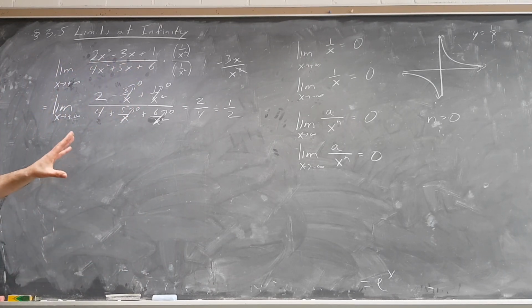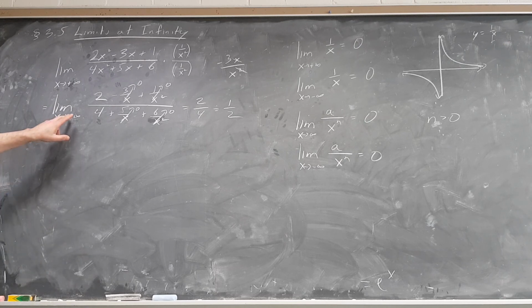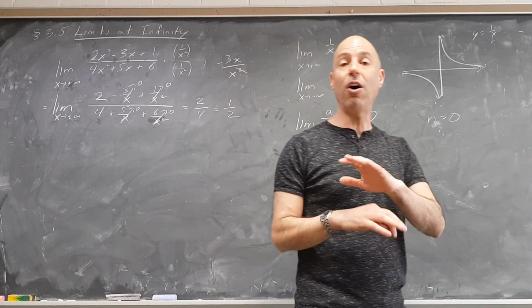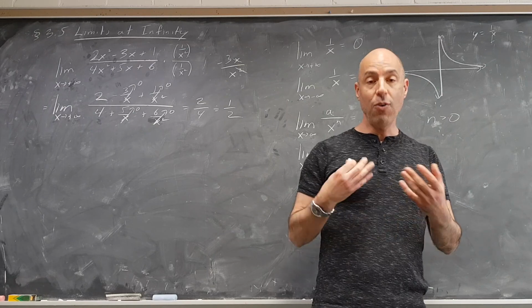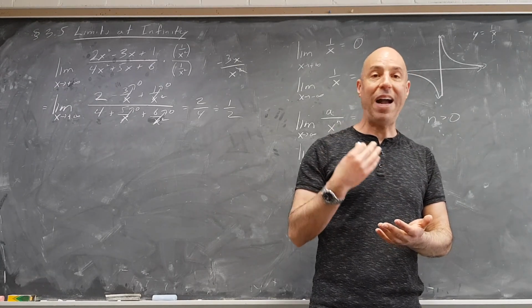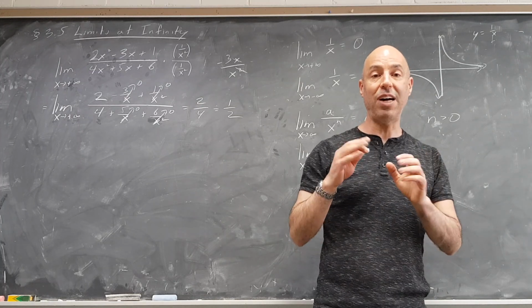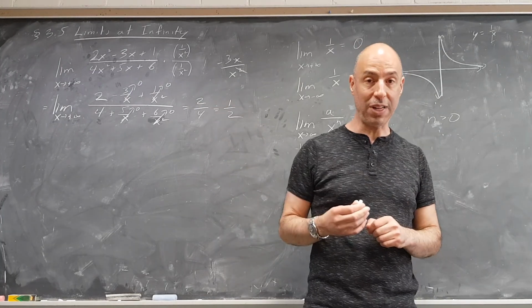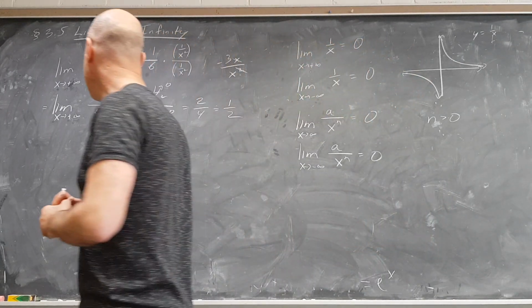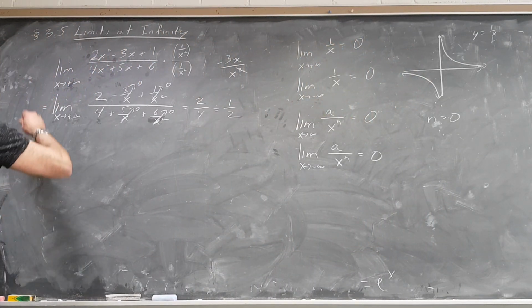Please remember, only use this trick if x is going to infinity or x is going to minus infinity. Don't use it if x is going to a specific number. You already know a lot of tools when x is going to a specific number. Factor and cancel, rationalize the numerator. You have a lot of tools under your belt. This one won't apply. Only if x is going to infinity or x is going to minus infinity. Let's take a look at another example.